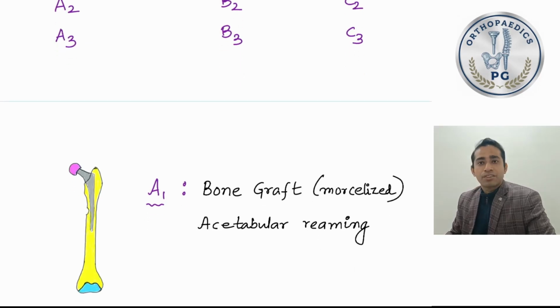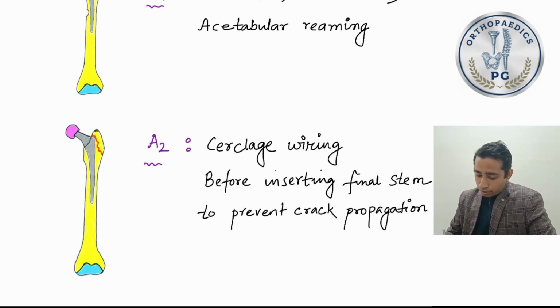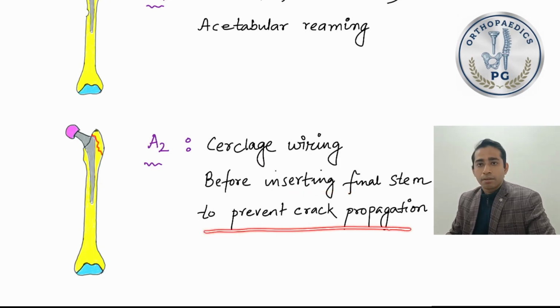So A1 fracture is a perforation of the proximal metaphysis, and the treatment is a morselized bone graft, usually obtained from acetabular reaming. In A2, there is an undisplaced fracture of the proximal metaphysis, and the treatment is cerclage wiring. Now, this cerclage wiring is usually done before inserting the final stem to prevent crack propagation.